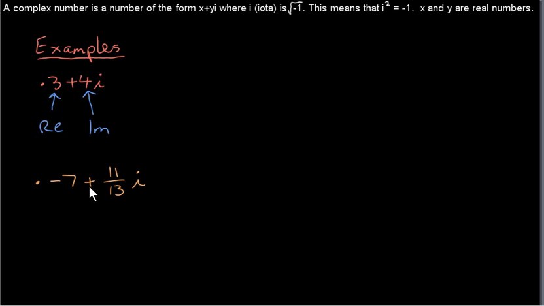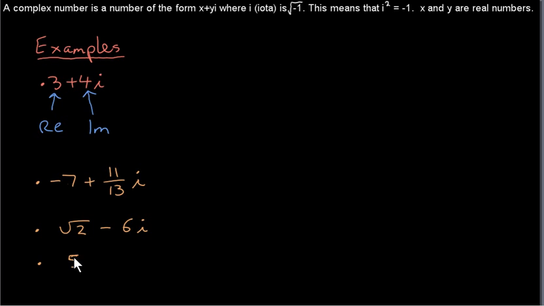Here's another example. Here x is minus 7, y is 11 over 13. Both of these numbers are real numbers. Here x is the square root of 2 and y is minus 6. The square root of 2 is a real number. It cannot be written as a fraction. It's not a rational number. We can't write it as a ratio. It's referred to as an irrational number, but it's still part of the set of real numbers.